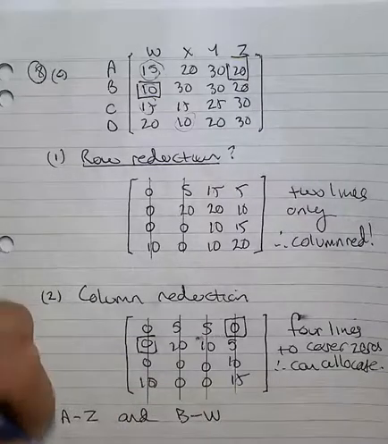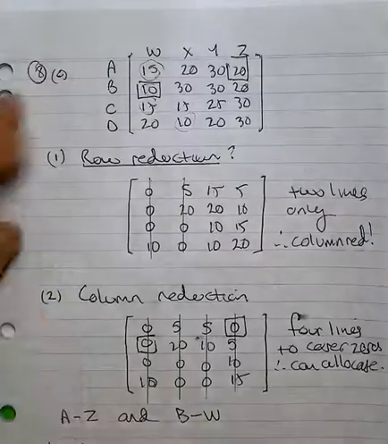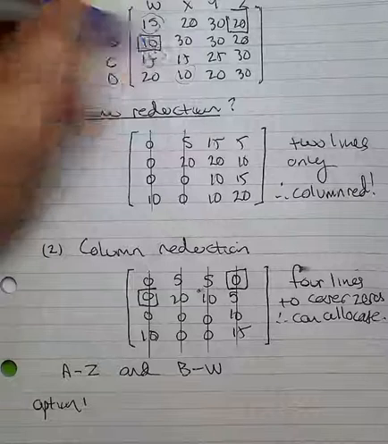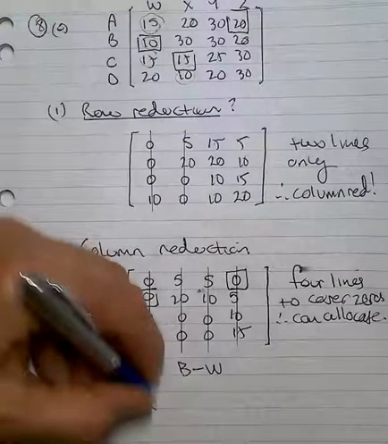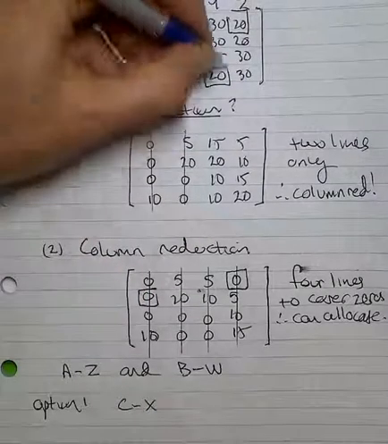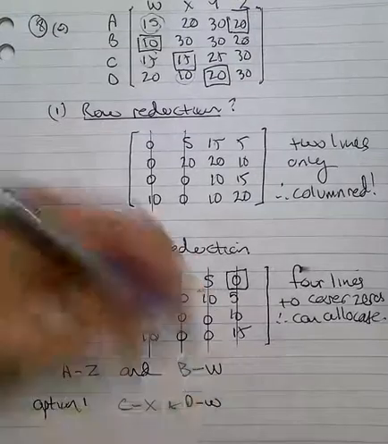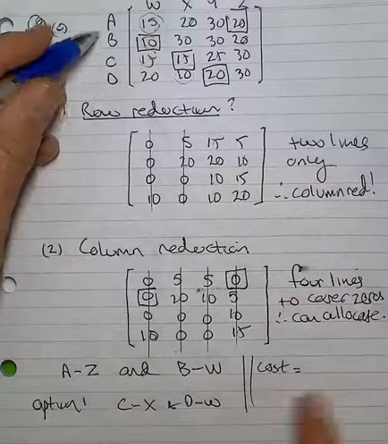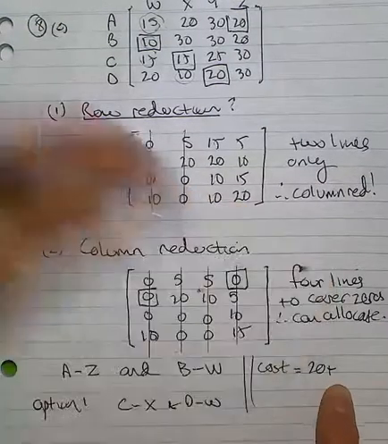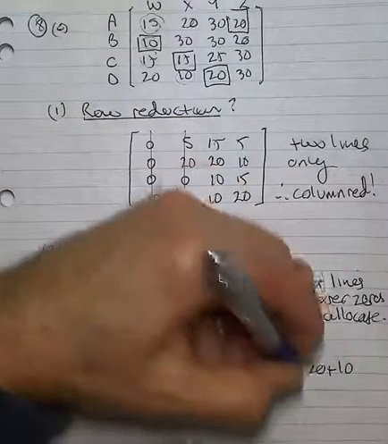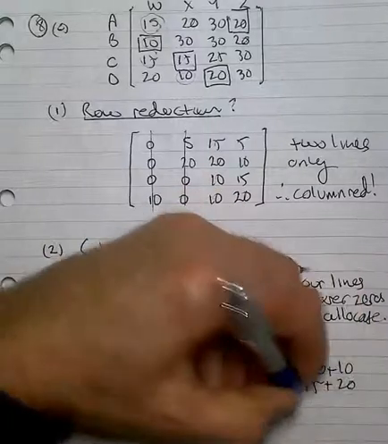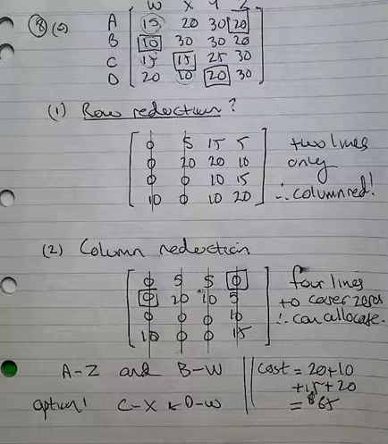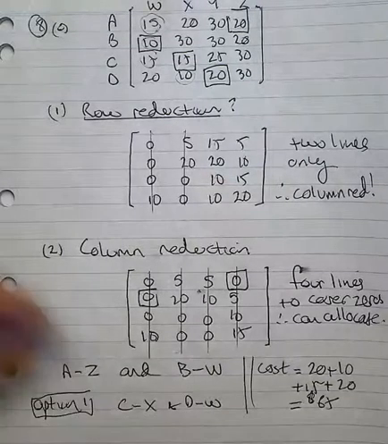So in option 1, what I'll do, I'll allocate C to X and I'll allocate D to Y. And when I do a cost analysis of that, that's going to be 20 plus 10 plus 15 plus 20. $65. Now I've got to try the other option as well.